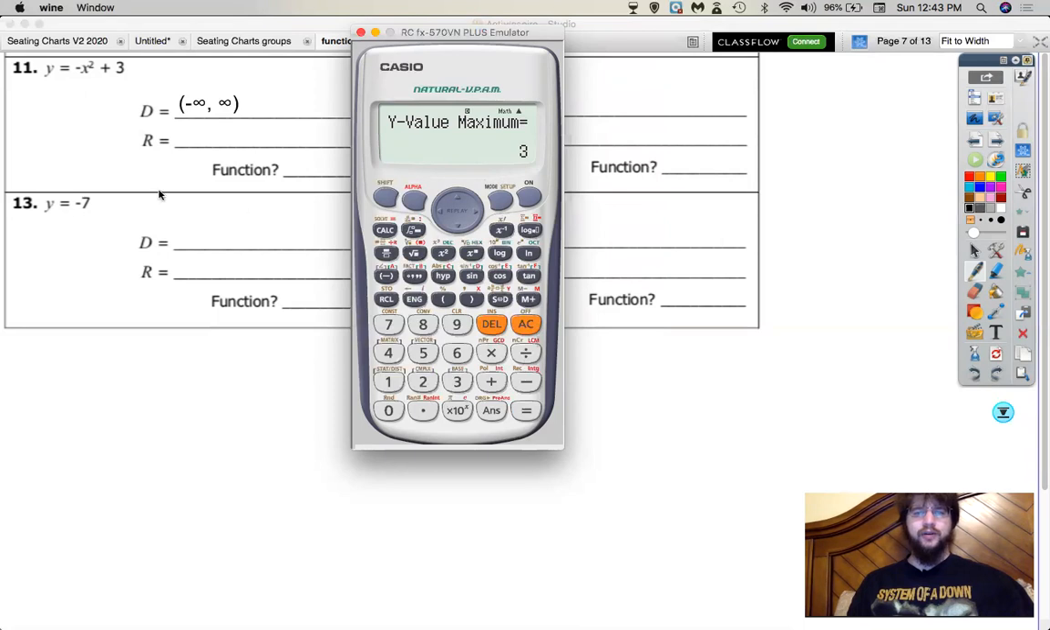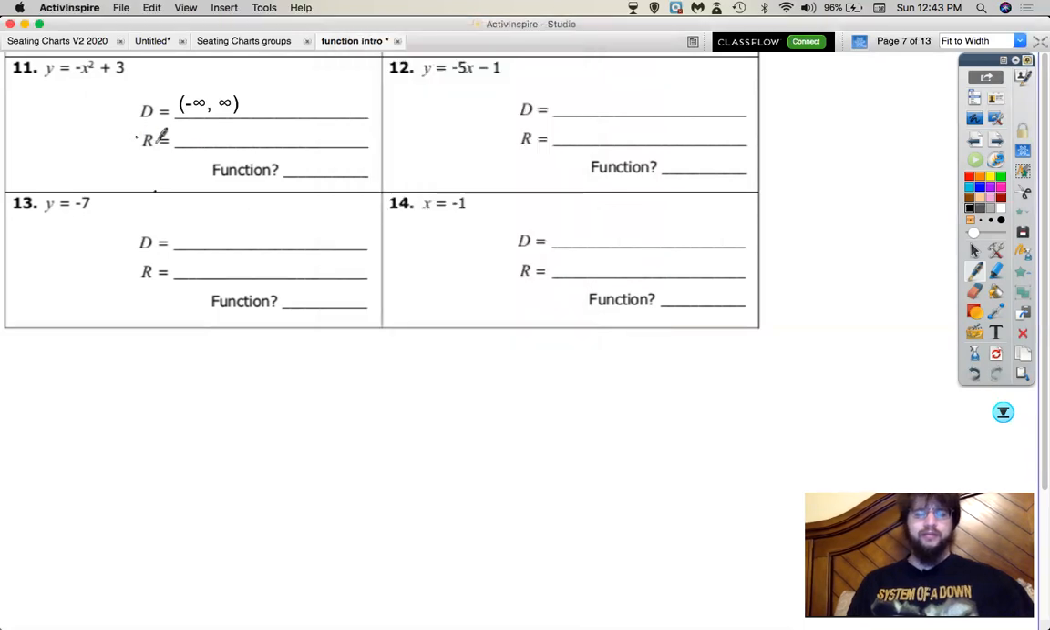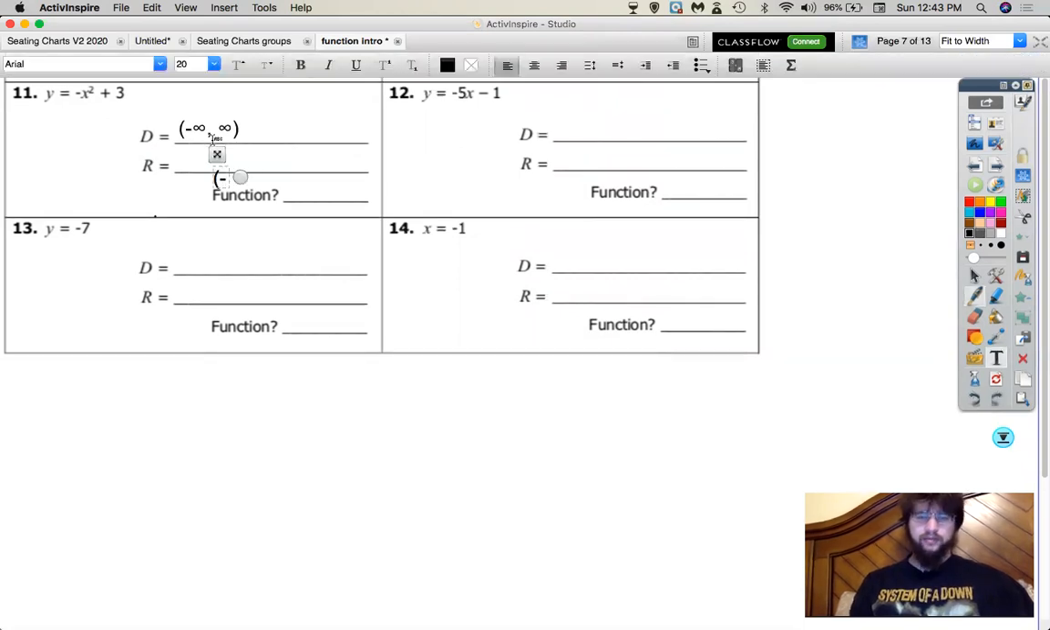So it's going to go from, remember that we go from smallest to largest. So it's negative infinity all the way up to 3. Do we include it? Yes, we do.